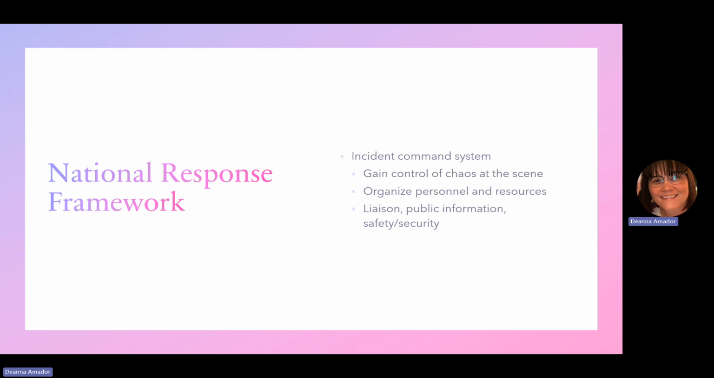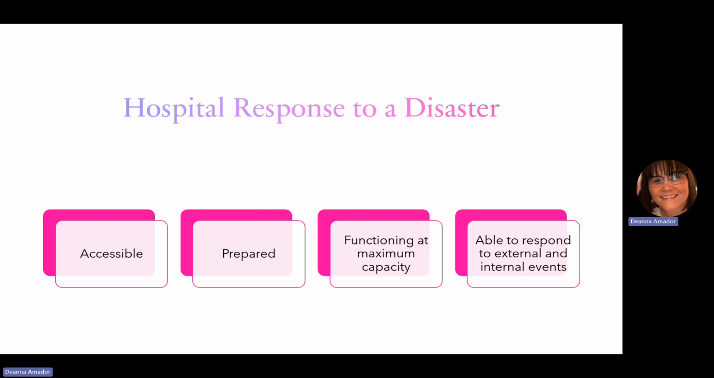So your national response framework, this is the disaster plan for the nation. And it talks about gaining control of chaos at the scene, organizing personnel and resources, and being a liaison for public information, safety, and security. With the hospital, their response to a disaster, it says to be accessible, prepared to be able to function at maximum capacity and able to respond to external and internal events.